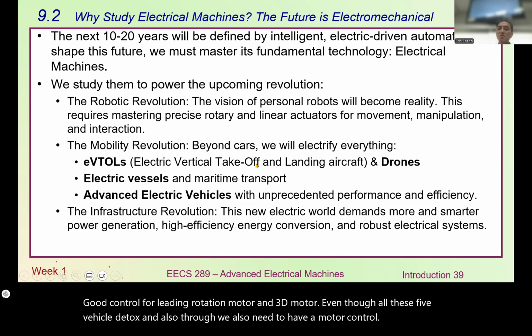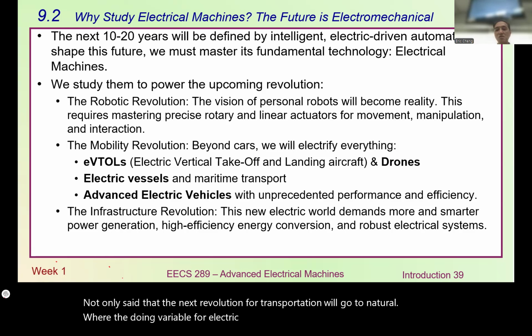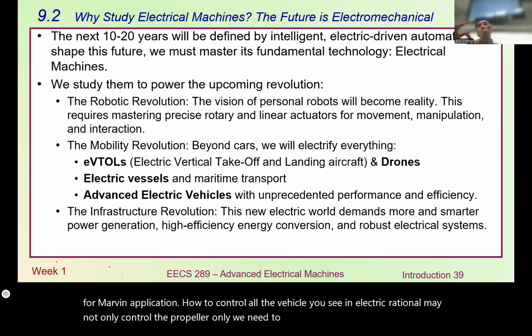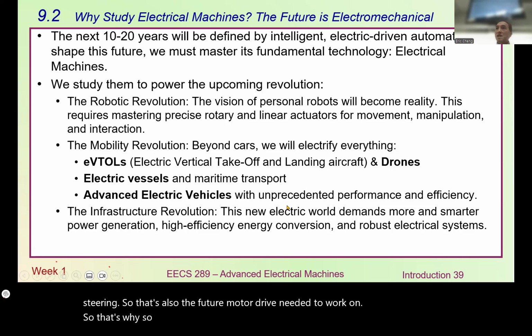Not only that, the next revolution for transportation will go electrical. We have been doing really well for electric cars, but the next item we need to work on is marine applications, how to control the vehicles. In an electric vessel, we not only control the propeller, we need to control the ship's movement, turning, and steering. That's also a future motor drive we need to work on. So that's why we need to start working on motors.